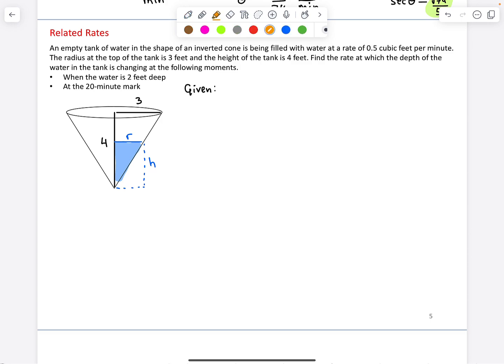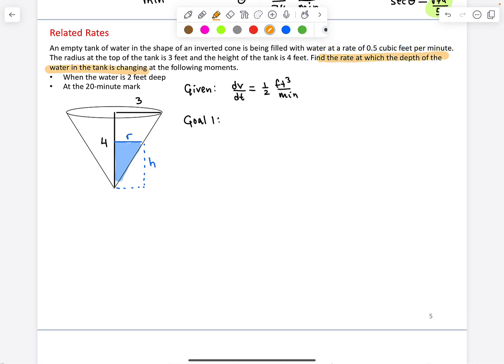The first given I see is that water is increasing at the rate of 0.5 cubic feet per minute. Now, cubic feet is a unit of volume. So this is a rate of change in volume, dV/dt. It would be positive because the volume of water is increasing. So I'll use a fraction 1/2 cubic feet per minute. Now we do have two different goals.